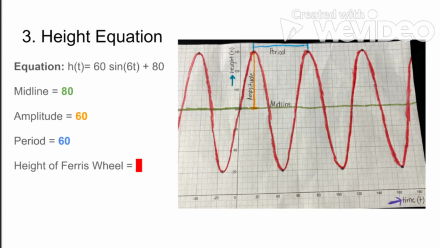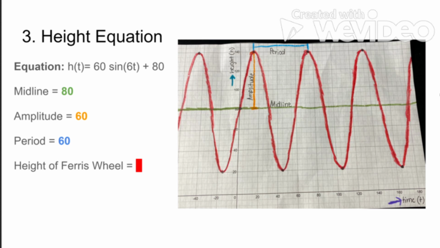For question number 3, we were asked to create an equation for the height of the circus platform on a Ferris wheel. We were asked to identify the amplitude, period, and midline in our equation. Now, the equation, as you can see, is h of t equals 60 sine of 6t, plus 80. Now on the graph, you can see the period represented in blue, the amplitude represented in orange, and the midline represented in green. Now the midline is the line that runs through the middle of the graph. It should be equidistant from the peak of the graph and the trough of the graph. In this graph, it's represented by 80 and seen in our equation.